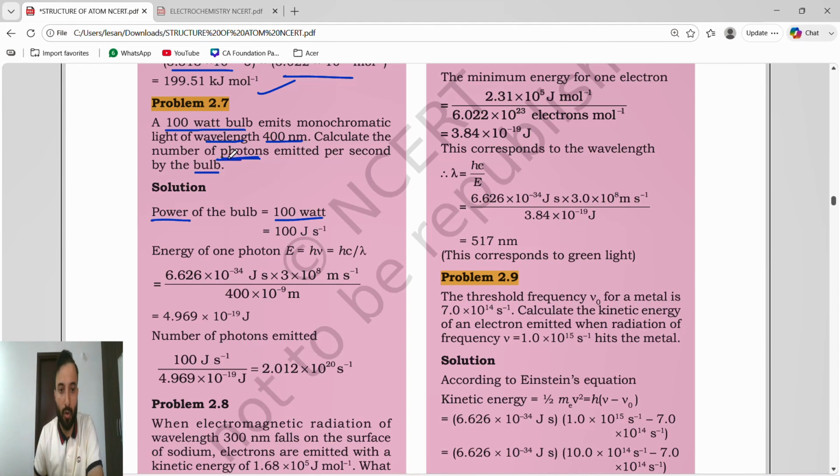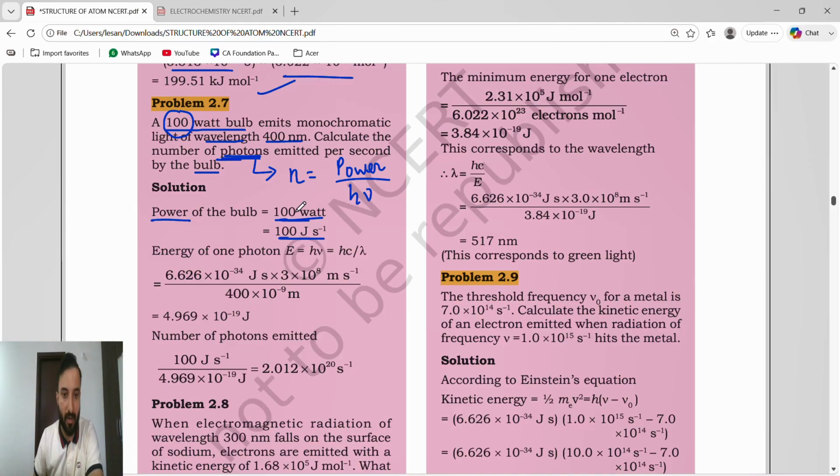Guys, number of photons emitted. What is the formula? Number of photons emitted is power divided by the energy of a photon, h nu. This is the formula for finding the number of photons: power divided by h nu. They said calculate emitted per second, guys, per second. So the power of the bulb is 100 watt, which converts into joule per second; it remains the same, 100 joule per second.